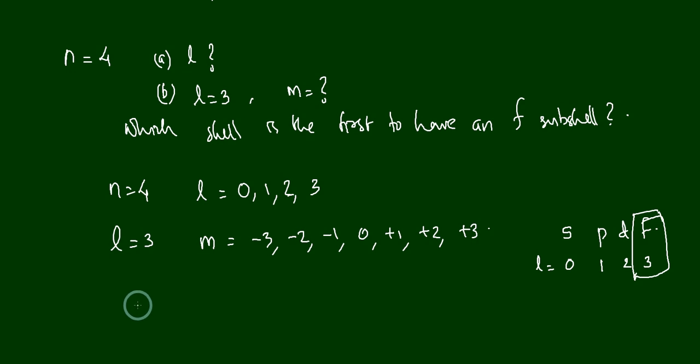If n is equal to 4, then the possible values of L are 0, 1, 2, and 3, right? And 3 corresponds to the F subshell. So the last answer: which shell would be the first to have an F subshell? That should be the fourth shell. The fourth shell is the first to have an F subshell.